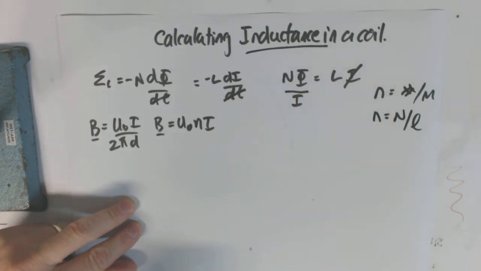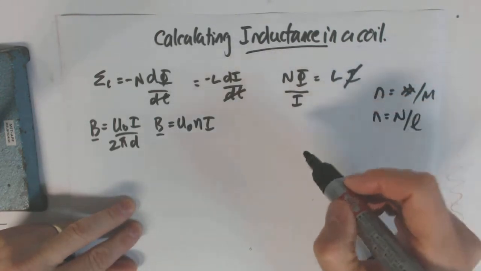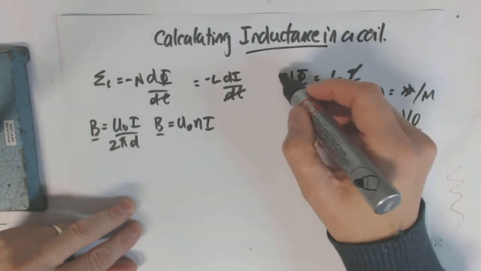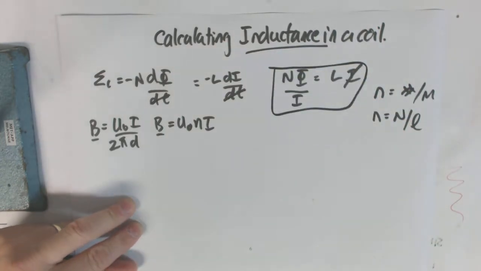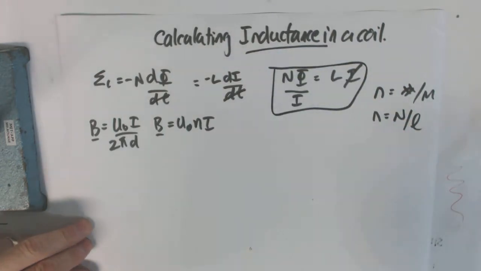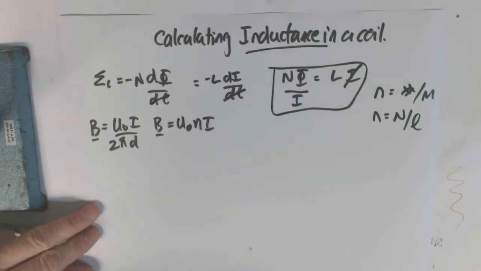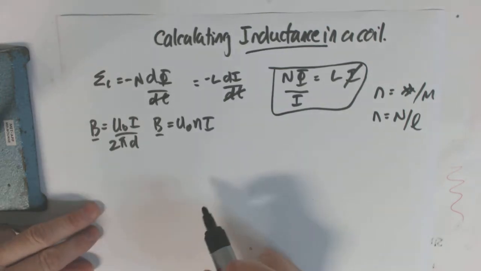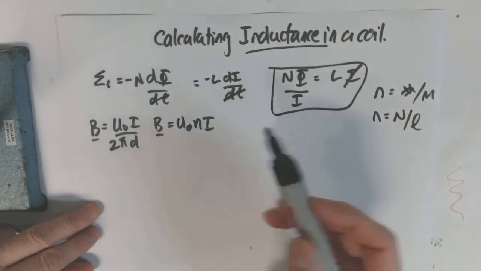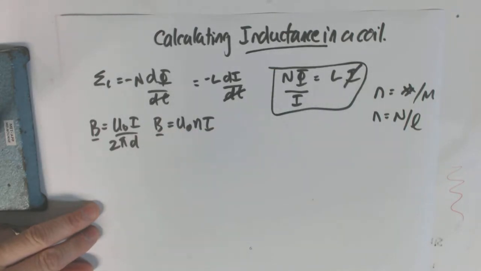Right? So now we're starting to get, why am I doing this? Because I'm looking to see if I can get a formula for the flux. If I can do that, I'm on my way to maybe working out theoretically the inductance in a coil. So we've got a B, and all we need to do is multiply that by an area, and we've got a flux, right?